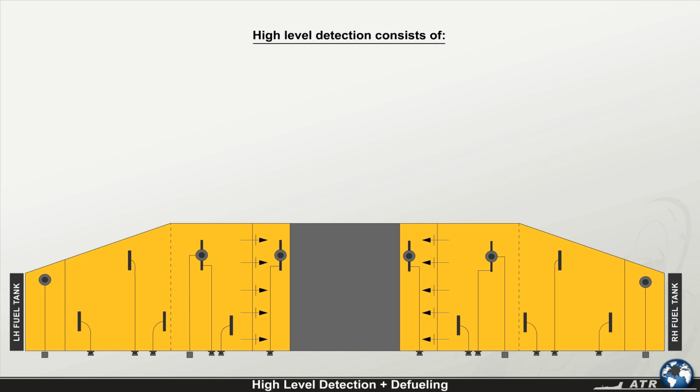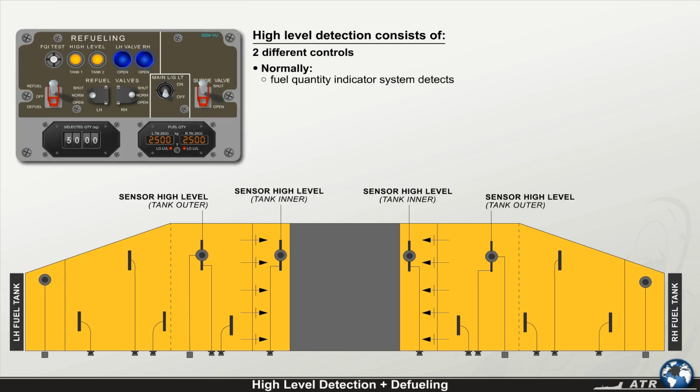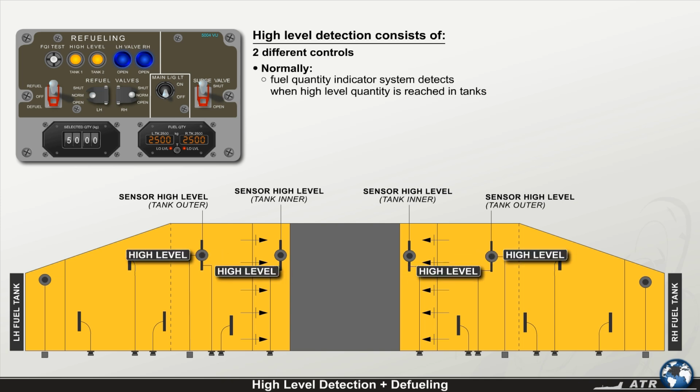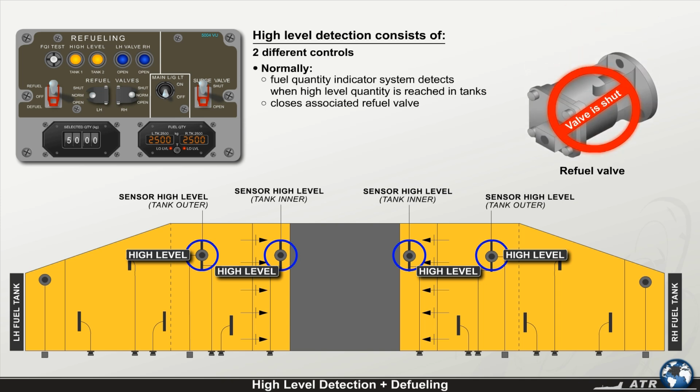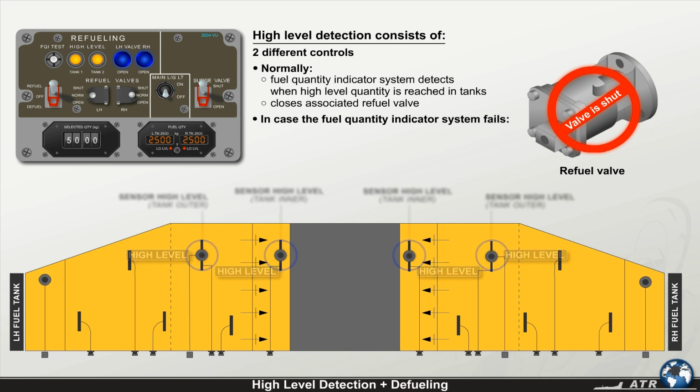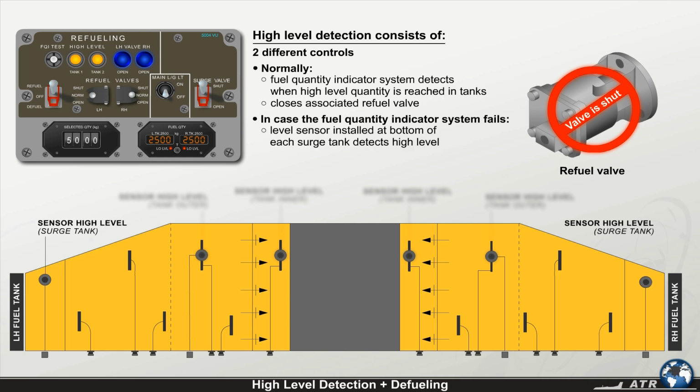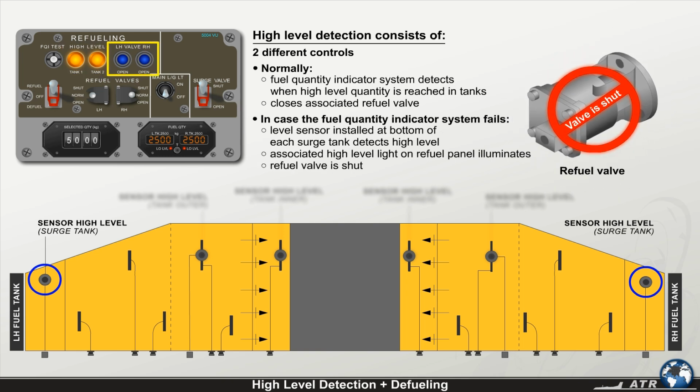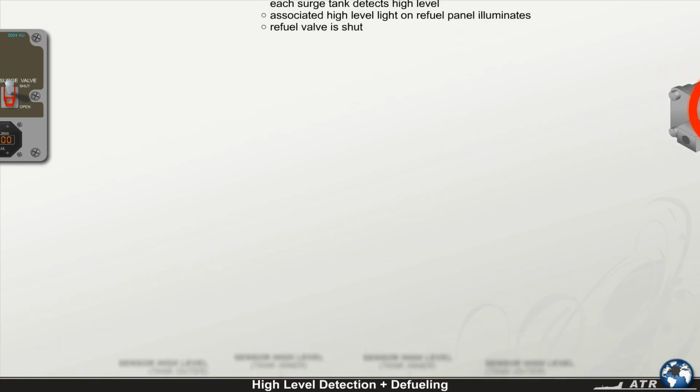High-level detection consists of 2 different controls. Normally, the fuel quantity indicator system detects when the high-level quantity is reached in the tanks and closes the associated refuel valve. In case the fuel quantity indicator system fails, a level sensor installed at the bottom of each surge tank detects the high level. When the sensors detect high level, the associated high-level light on the refuel panel illuminates and the refuel valve is shut.